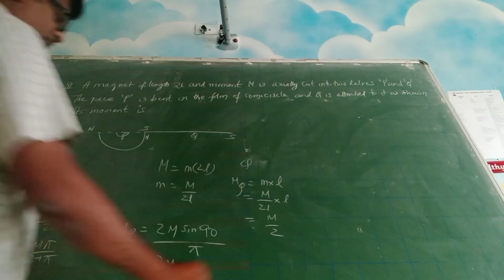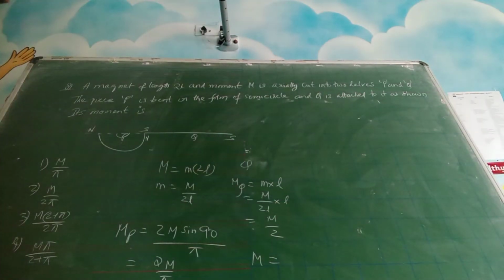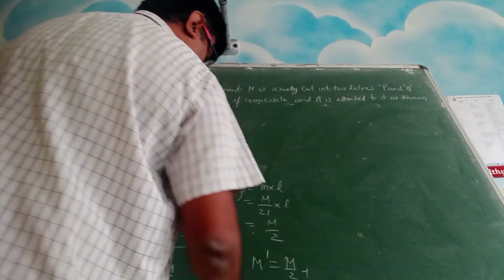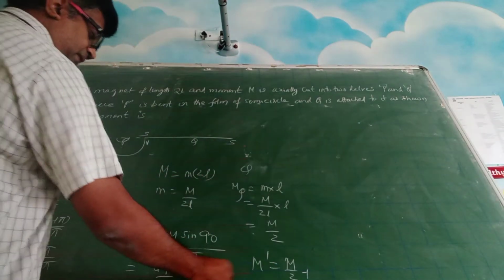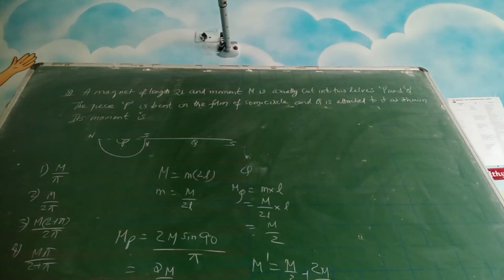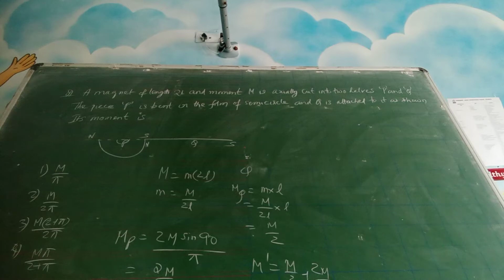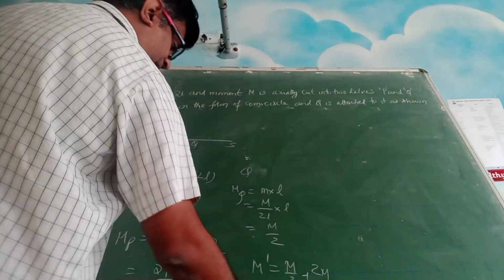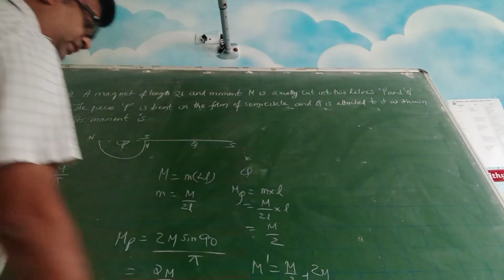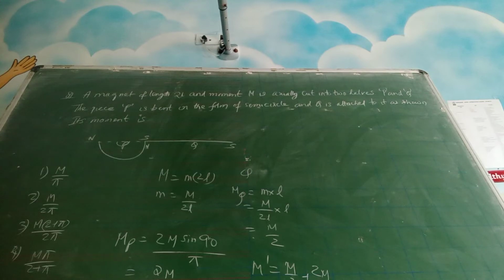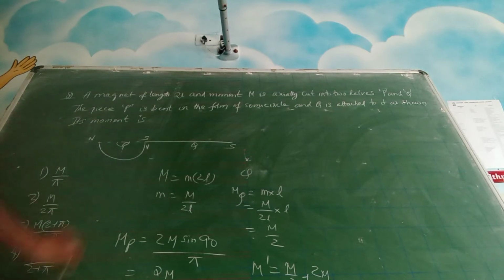So the total magnetic moment will be equal to the summation of these two. I am calling it m dash, so m upon 2 plus 2m upon pi. So if you simplify this, you have to see which option matches. Here 2 pi in the denominator, it is pi plus 2. This is (pi plus 2) by 2 pi into m. Option 3 is the right answer.